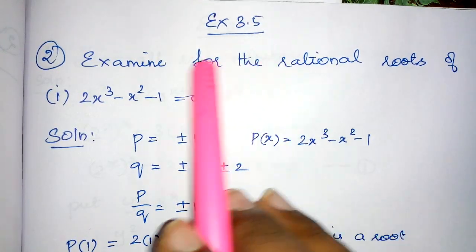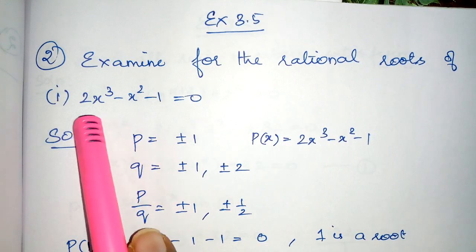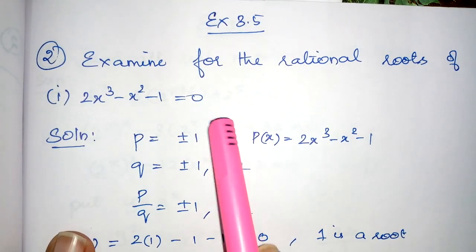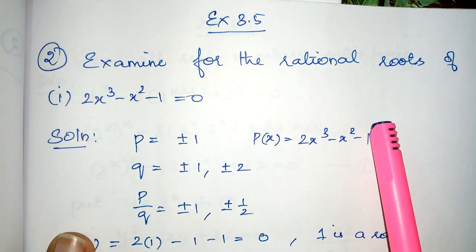Exercise 3.5, question number 2. Examine for the rational roots of 2x cube minus x square minus 1 is equal to 0. Here we have to check what the rational roots are. So using the rational root theorem, I am going to solve this particular equation.